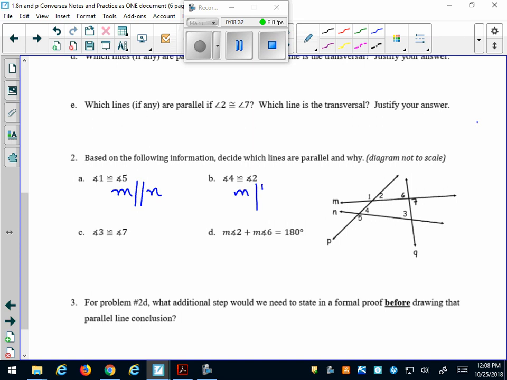Also M and N. Good. And 3 and 7? Grant? 3 and 7. Nope. 3 and 7 are actually also M and N. And measure of angle 2 plus measure of angle 6 equals 180. If 2 plus 6 equal 180, that's P and Q.